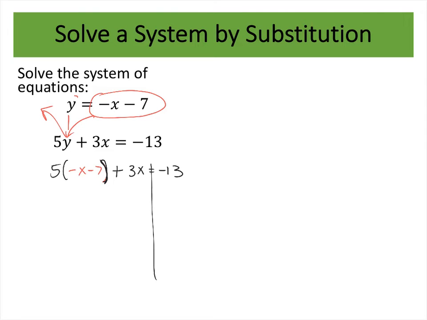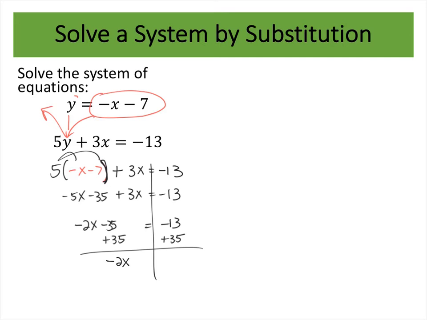And now we're going to solve this like you would solve any one variable equation. We have to distribute, so negative 5x plus 3x equals negative 13, and we combine like terms, so we have negative 2x minus 35 equals negative 13. I'm going to add 35 to both sides, and negative 2x equals 22. We'll divide both sides by negative 2, so x equals negative 11.